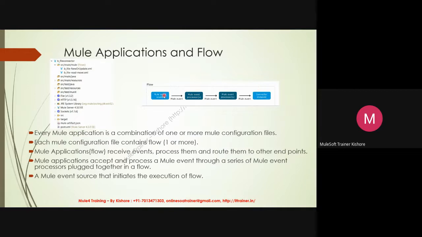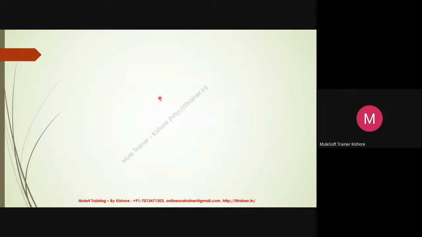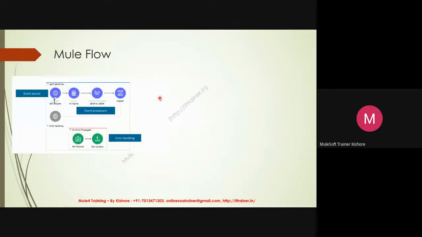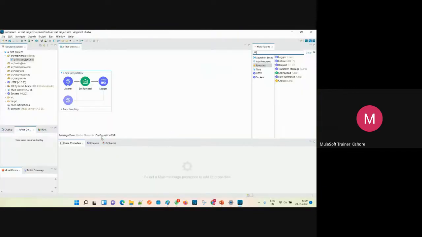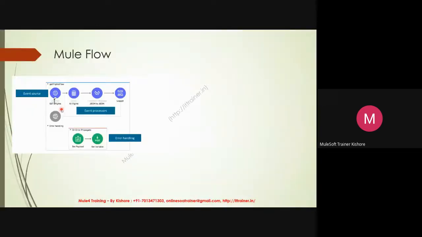So who should catch the request? Your event source is the one which should catch your request. And then a mule flow. What does your mule flow contain? It contains an event source, the first one, kind of the engine in the train, and then you will have event processors or bogies, and you will have some space for your error handling or exceptional handling, right?